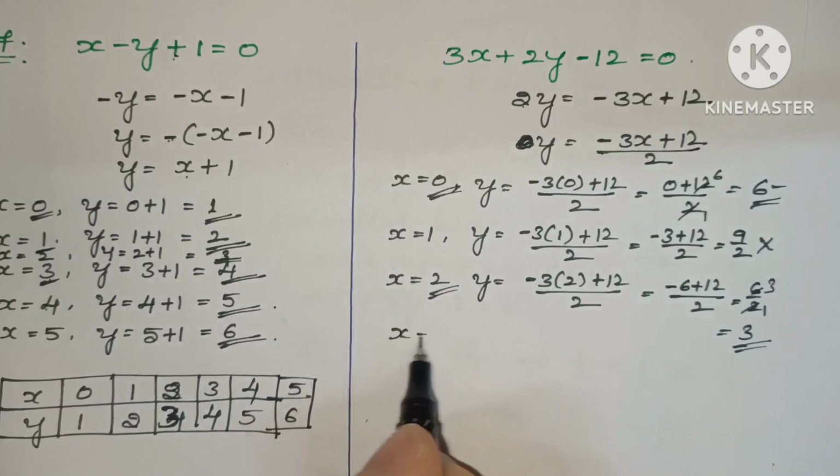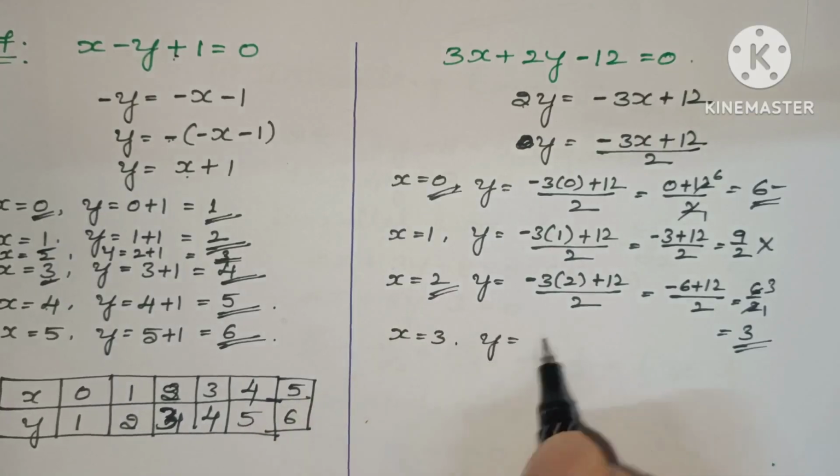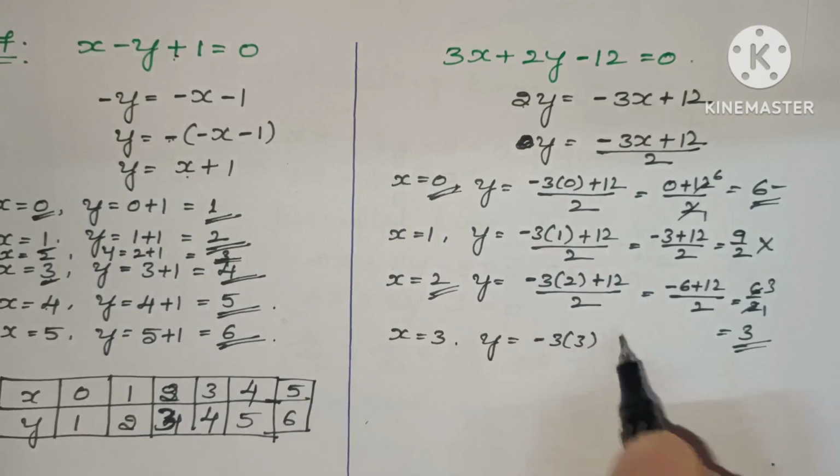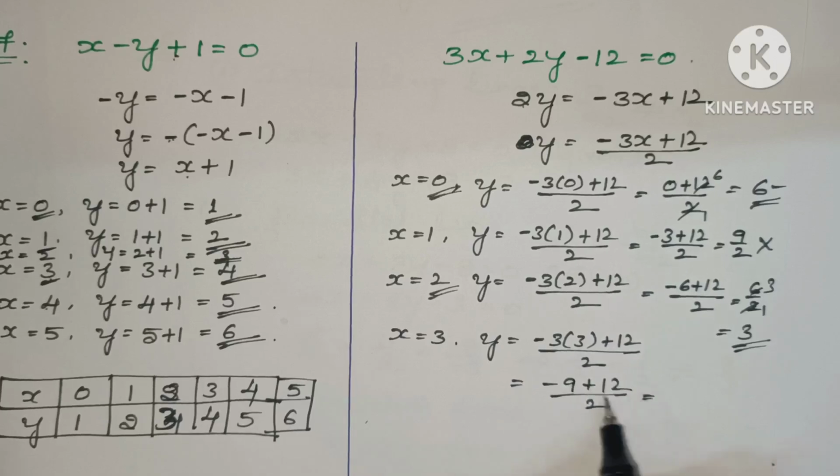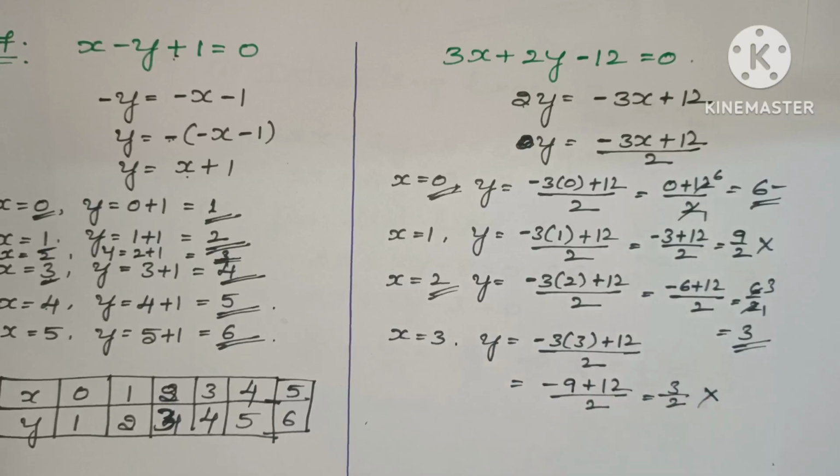Now one more way: x is equal to 3. Y is equal to minus 3 into 3 plus 12 divided by 2. 3 3s are 9. Minus 9 plus 12 divided by 2. Then it will be minus 9 plus 12 is 3 by 2. A fraction came, so we no need to take this one.